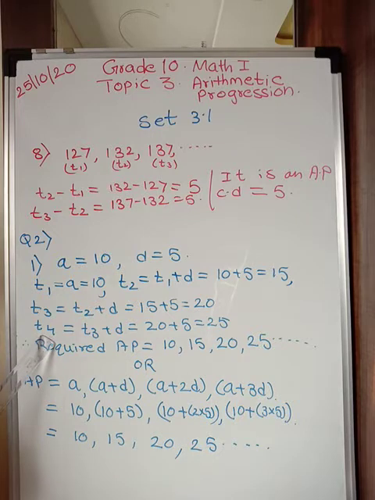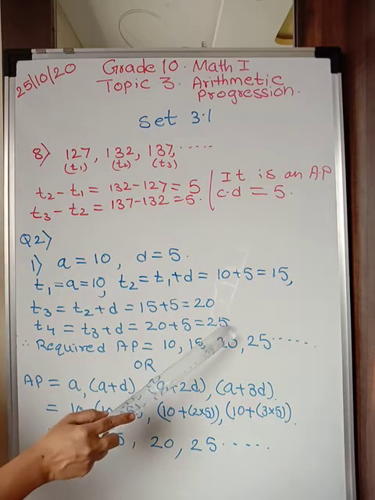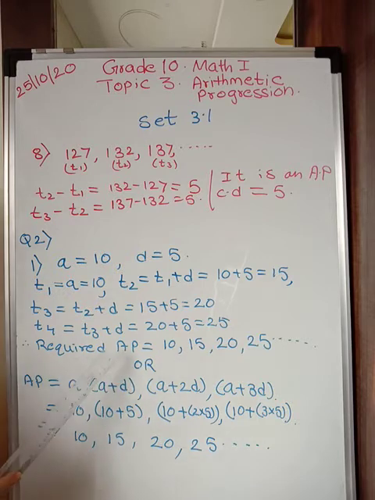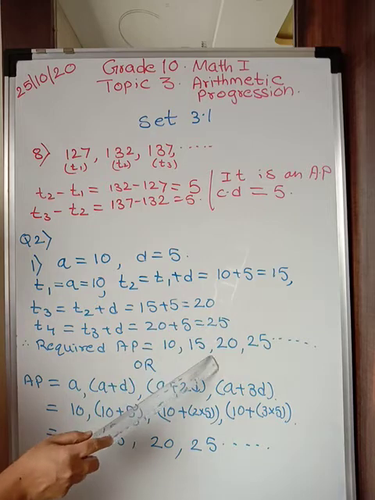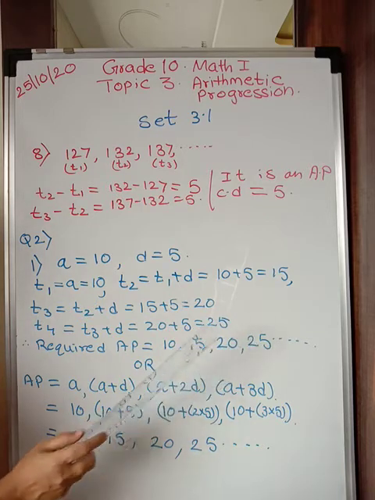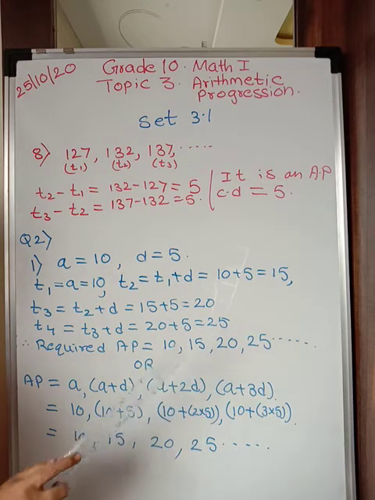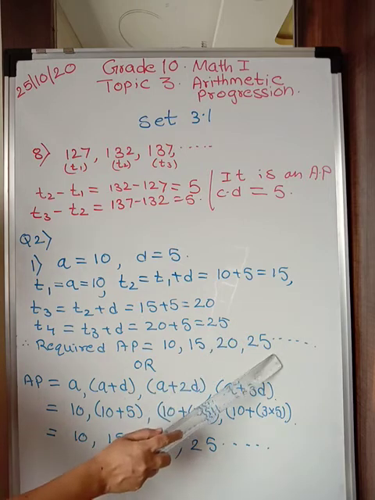How to find the fourth term? To the third term, you add the difference. So 20 plus 5 is equal to 25. So what is the required AP? 10, 15, 20, 25 and so on. So this is the required AP.